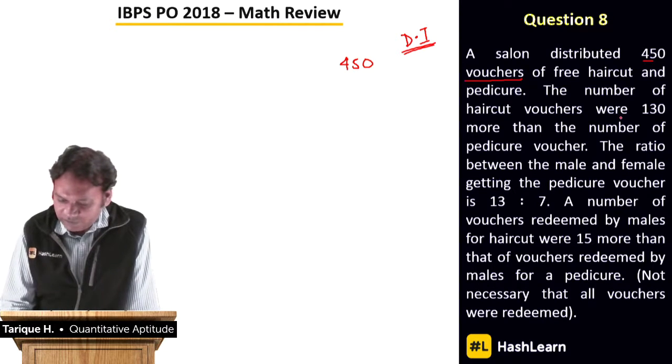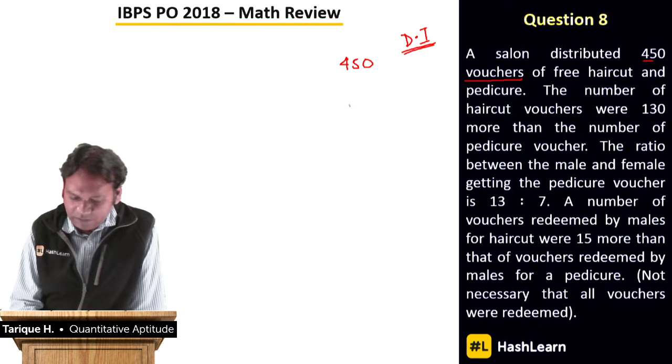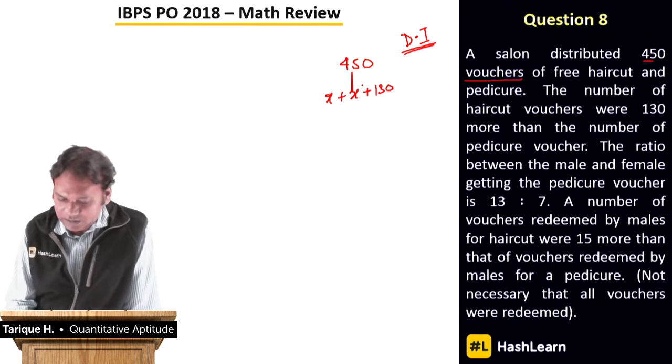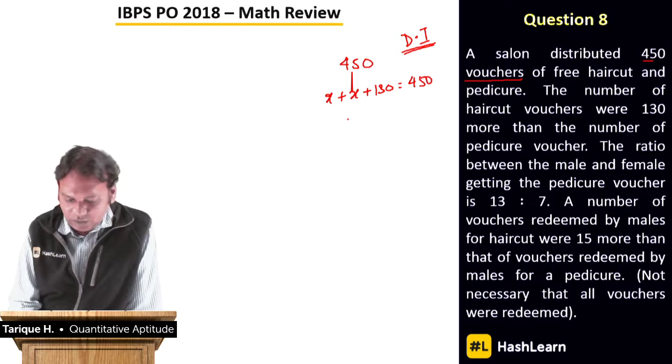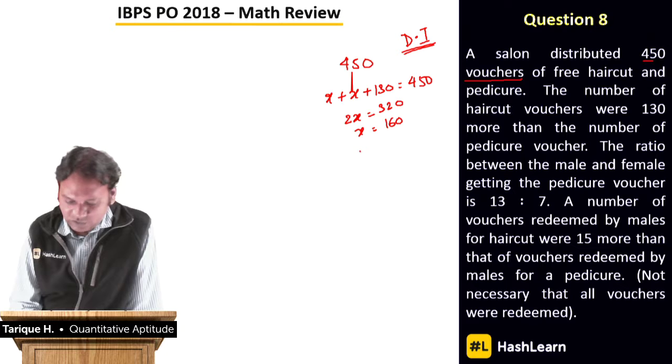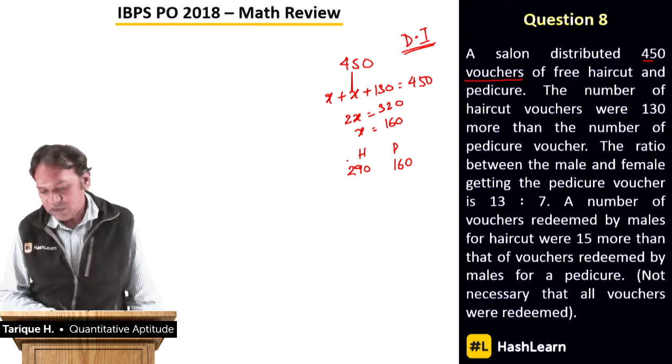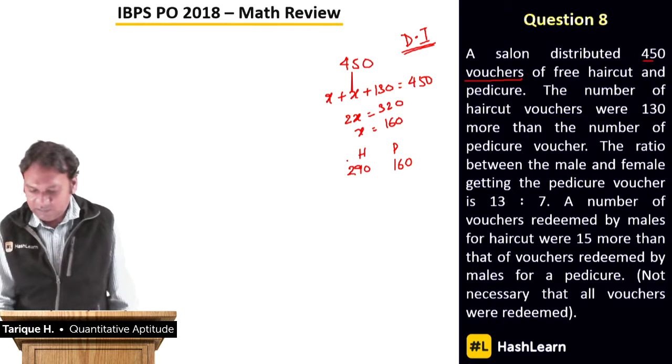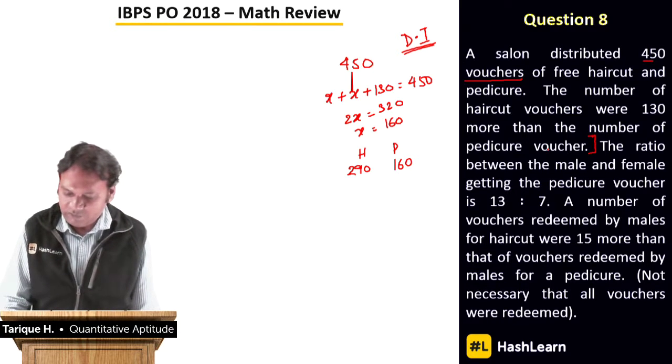The number of haircut vouchers were 130 more than the number of pedicure vouchers. Okay, so immediately we can find out. So x plus x plus 130 is equal to 450. 2x is equal to 320. x is equal to 160. So the number of haircut vouchers is 130 more than the number of pedicure vouchers. Pedicure vouchers are 160, and 160 plus 130 is 290. So haircut vouchers are 290 and pedicure vouchers are 160. That part we have done. Till this part we have nothing left to solve.